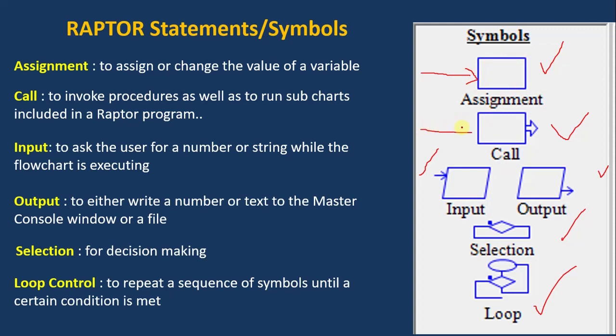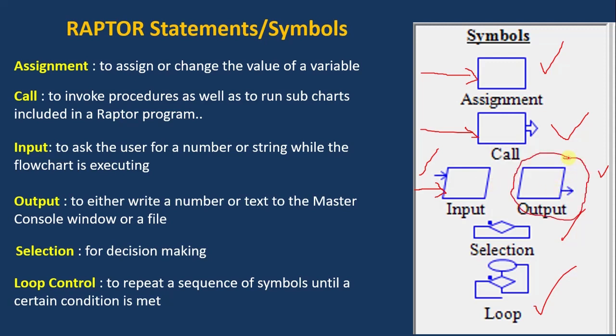This is the call symbol. It is for executing other subflowcharts, or if there are any functions in your program, you can call those functions using the call symbol. And this input symbol or input statement is for reading the input from the user. So when you are reading the input from the user, you can provide a prompting message. A prompting message is nothing but the message that has to be displayed when the flow reaches this input symbol.